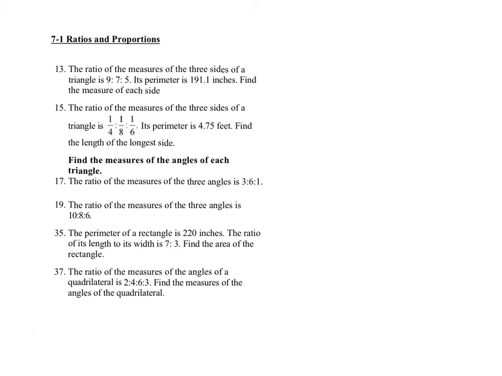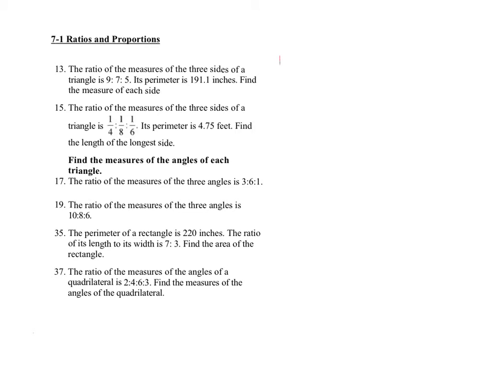All right, so this is page 465, which is the section 7.1 homework. So we had certain selected problems on here. Starting with problem 13, the ratio of the measures of the three sides of a triangle is 9 to 7 to 5. If the perimeter is 191.1 inches, we need to find the measure of each side.